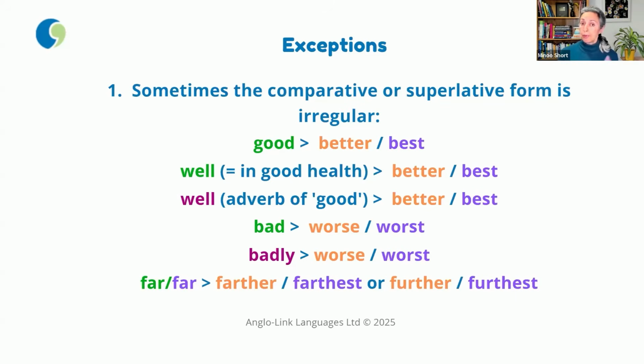Well as an adverb of good, again better, best, and also bad, bad and badly, they are irregular. So it's worse and worst for both of them. And the other one that you need to remember is far, which is both an adjective and an adverb, and it's not farer, it's farther or farthest. But in British English, we usually change the A to U and say further and furthest. So that's exception number 1.